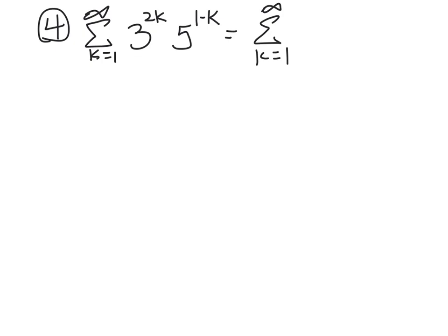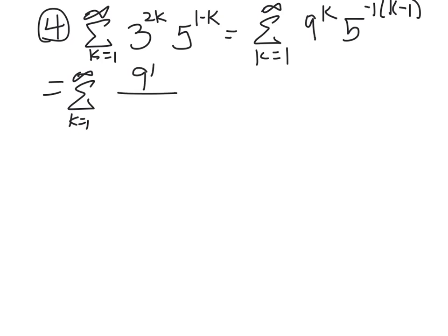First of all, I know 3 squared is 9, so I can go 9 to the k. And then I don't like that negative k power, so I'm going to change this to 5 to the negative 1 pulled out of positive k minus 1, because if I distributed that negative back in there, I'd have my negative k and my positive 1. And now I'm going to scoot that down to the denominator so I can get rid of that negative power altogether and say 5 to the k minus 1 on the denominator.